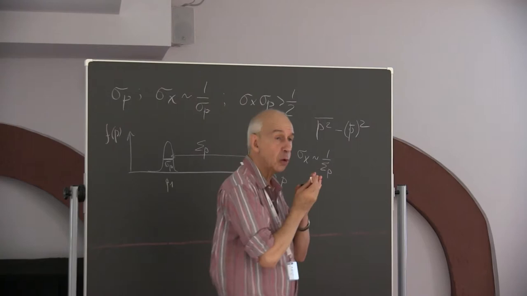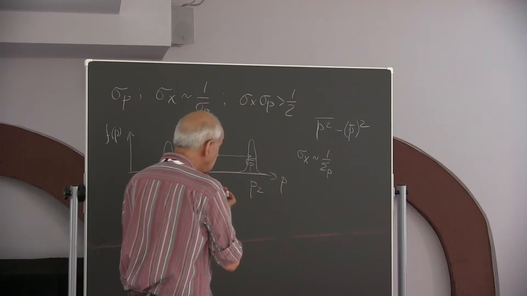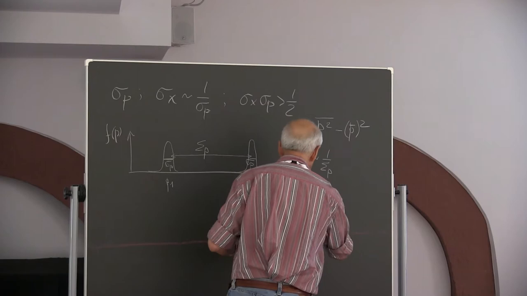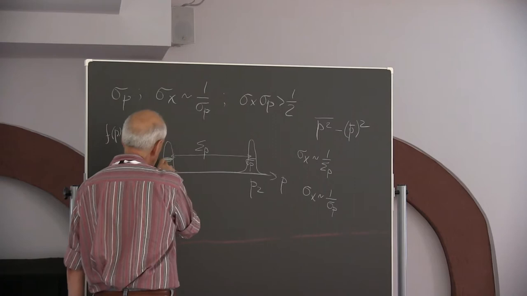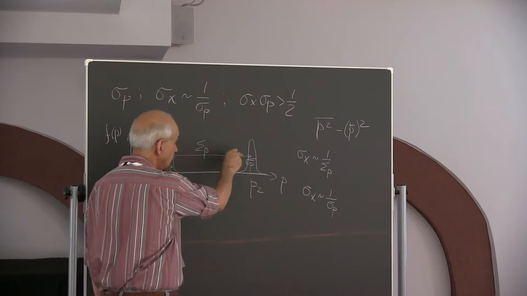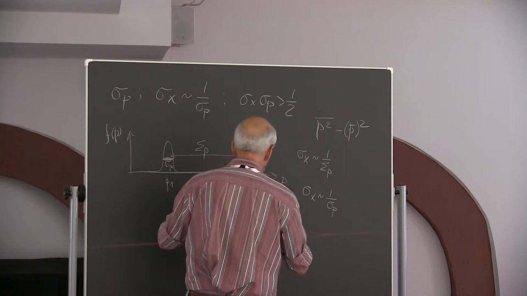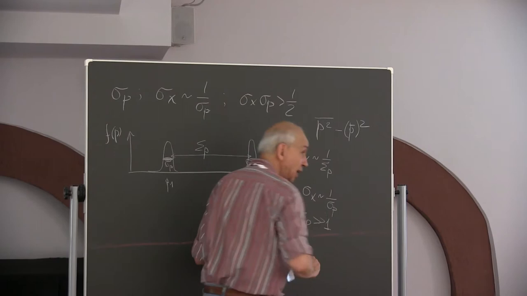The answer is no. If you calculate the spread of the coordinate using the same formula, you will get that sigma x is of the order of 1 over small sigma p. So the localization in space is a reciprocal of the width of each of these two individual peaks, not of the distance between them. And this is exactly the situation when sigma x sigma p is much bigger than 1. But that's, as I said, not the situation we normally deal with, which is an unnatural situation.